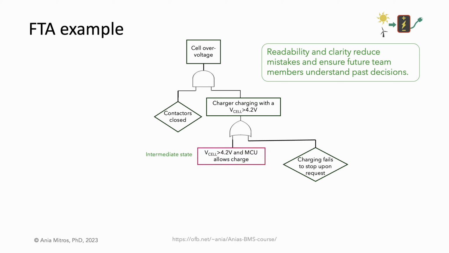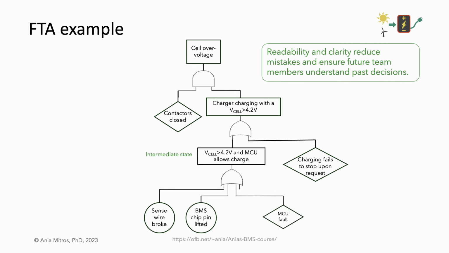First, let's change the diamond representing an undeveloped state into a rectangle representing an intermediate state. Then, let's consider what can lead to this scenario. Maybe a sense wire broke and we're measuring nonsense. Maybe a pin on the sensing chip lifted up from the circuit board, again, leading to measurement nonsense. Maybe we have a microcontroller fault. And in a complete analysis, you'd have even more causes.